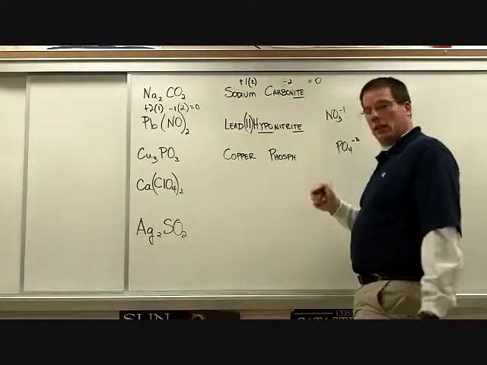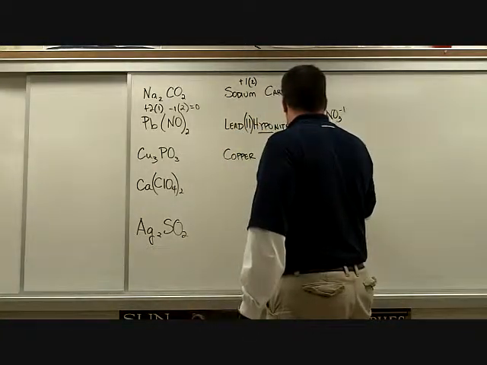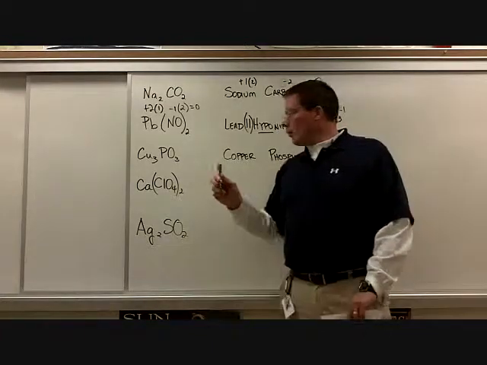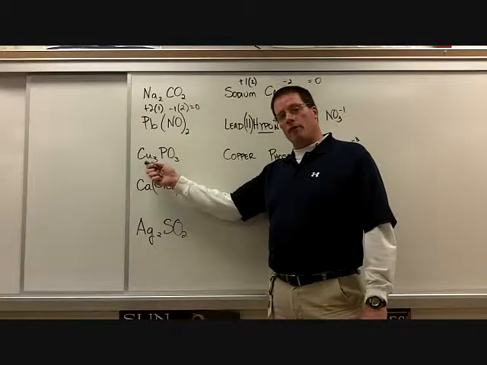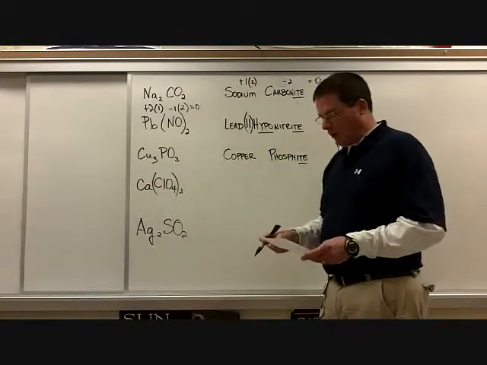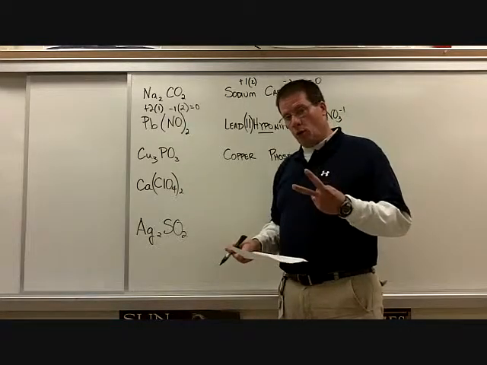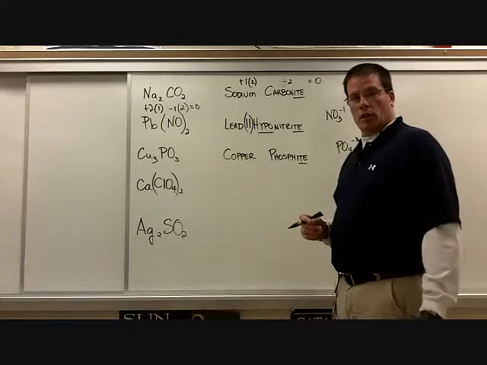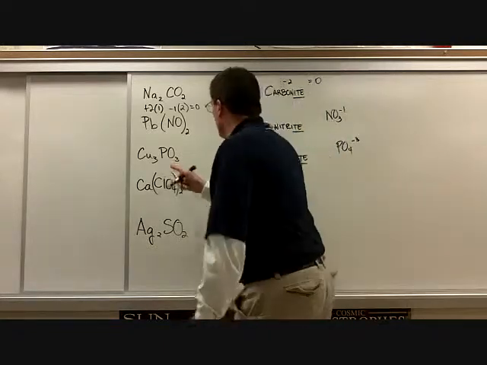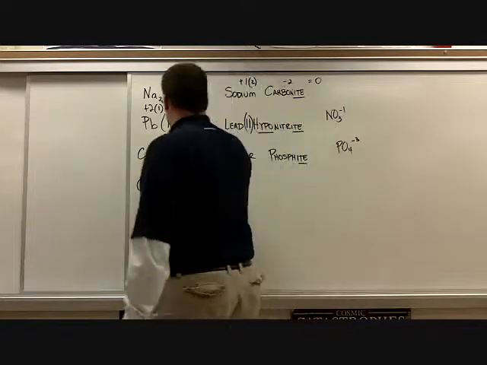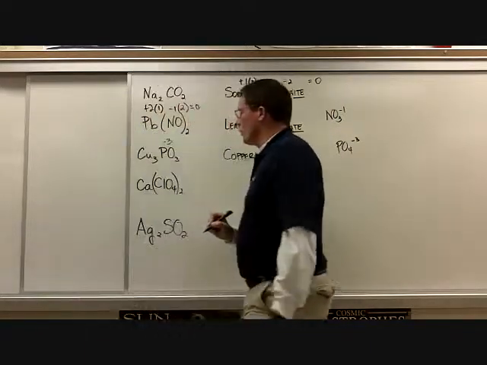So drop the ATE and put ITE. Okay? Copper phosphite. Now, looking at your periodic table, does copper only have a single charge, or does it have more than one charge? Well, looking on your periodic table, it has a charge of either 2 or 1. I need you to tell me what the charge on this actually is. So we go back to the compound. If we know that phosphate has a -3 charge, then that means phosphite also has a -3 charge.